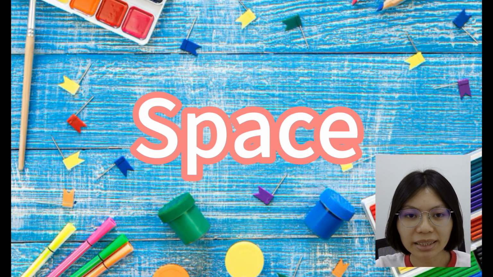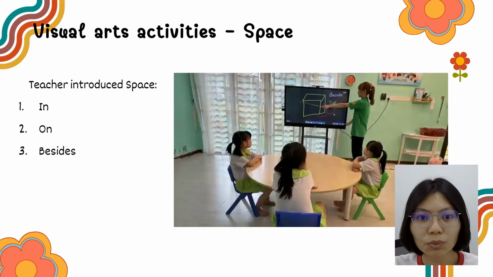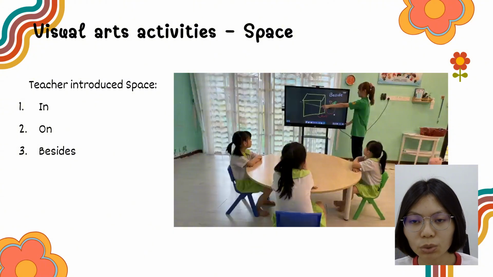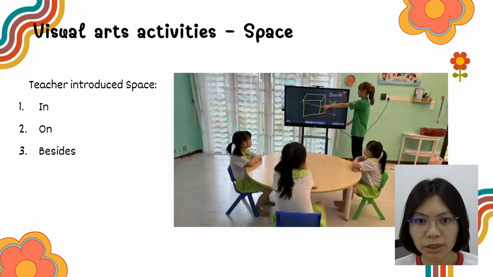The sixth activity is space. The teacher will show the children how objects can be placed in relation to each other, such as in, on, or beside something. Children will observe toys placed in different positions and describe where they are, practicing spatial language. This helps children understand spatial relationships and develop the ability to describe positions using words clearly and accurately.